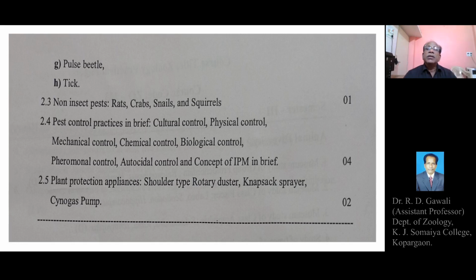So this is about the syllabus of the zoology paper second, section first, that is applied zoology first. Next time we'll begin with the actual contents of the syllabus, and now we'll stop.